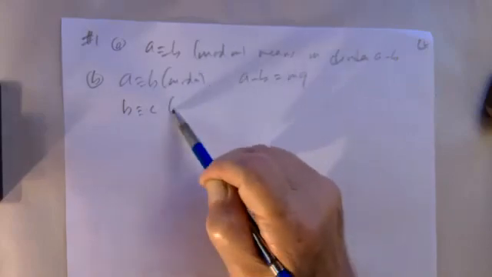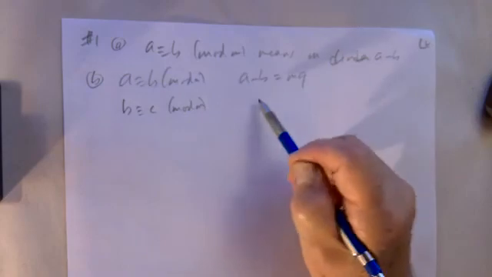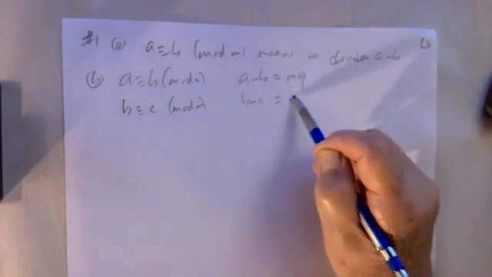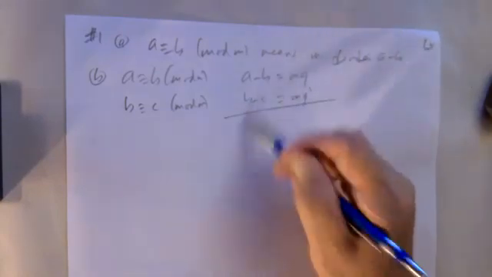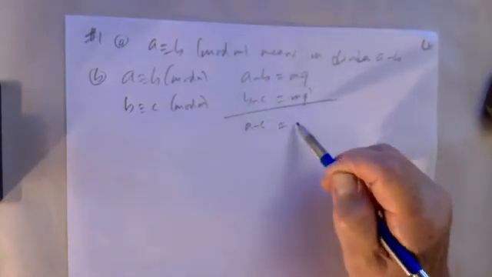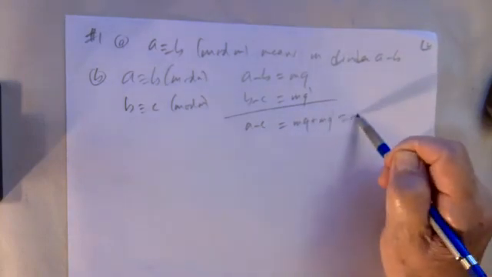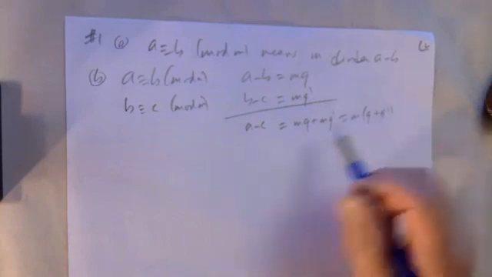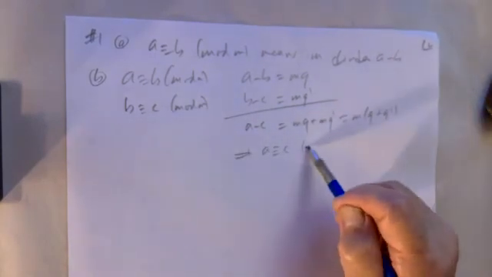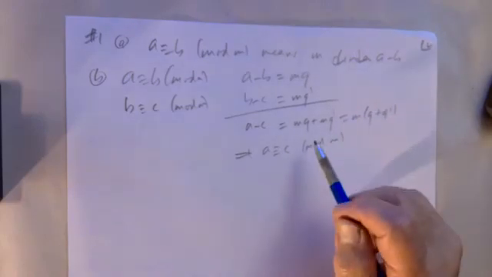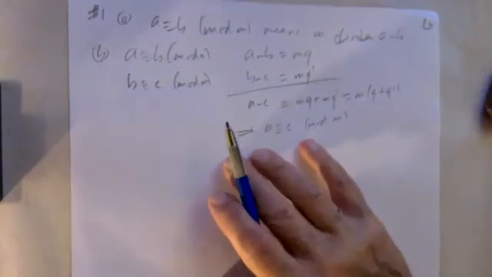And if B is congruent to C mod M, that means B minus C is some multiple of M, M times Q prime. If you add, the B's cancel, A minus C is MQ plus MQ prime, which is M times Q plus Q prime. So A is congruent to C mod M, right? And everything else is exactly the same.